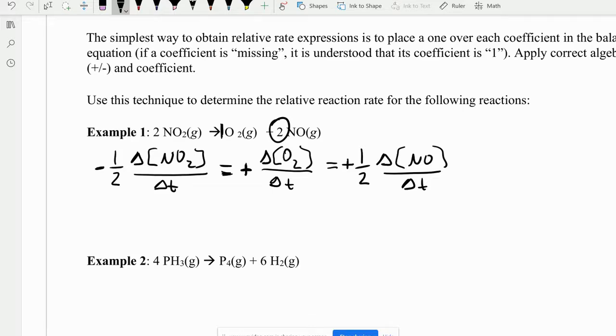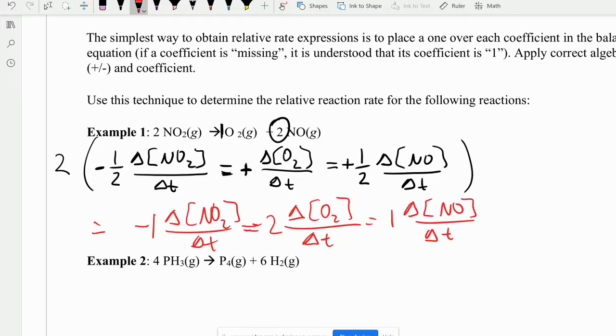Well, you can get rid of these pesky fractions by multiplying by the least common denominator. But you guys, I would embrace fractions. They're not as scary. Most of you probably don't mind them. But anyway, if I wanted to get rid of fractions, I could just multiply this entire reaction by 2. And when I do that, I'll go ahead and rewrite them down here, and I would get the following. Okay, so that would be the simplified relative rate expression.